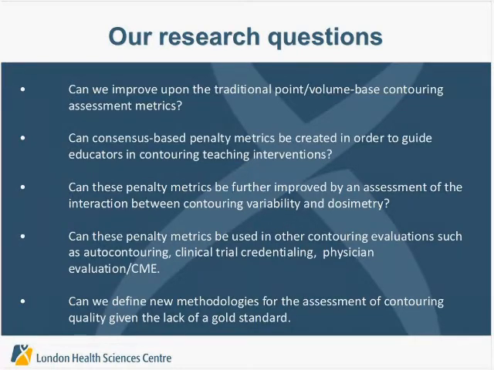Can these penalty metrics that we're going to be talking about be further improved in the future by looking at the interaction between contouring variability and dosimetry? I have a little bit of preliminary information regarding this, which I'll show at the end of the talk. And can penalty metrics be used in other contouring evaluations other than looking at residents? So things such as autocontouring, clinical trial credentialing, and physician evaluation, or CME. The other question we had was, can we define new methodologies for assessing these contours, given that there is no true gold standard, and the best that we have is the STAPLE algorithm, which gives us a representation of the truth?